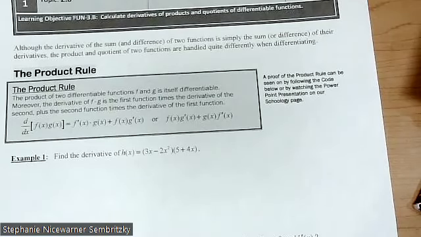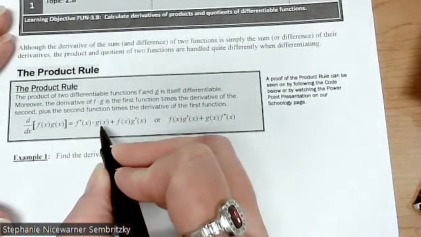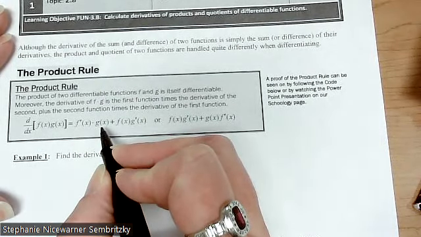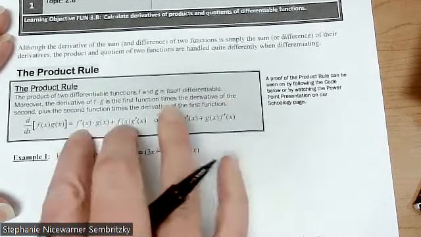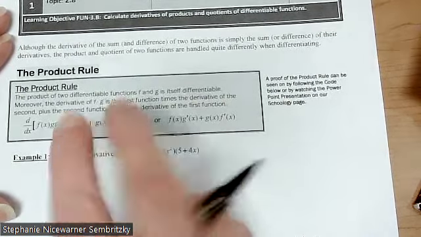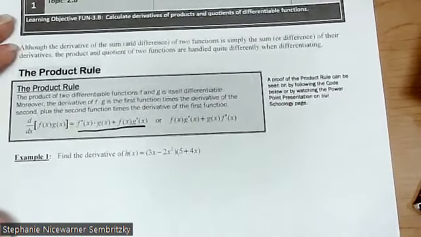Okay, so the product rule: if I have the product of two functions, it's kind of like they take turns. It's like a seesaw. They take turns going on a seesaw. So it's the derivative of the first times the second plus the first times the derivative of the second. And you can write it in any order you want. I tend to go with this rule because I like it.